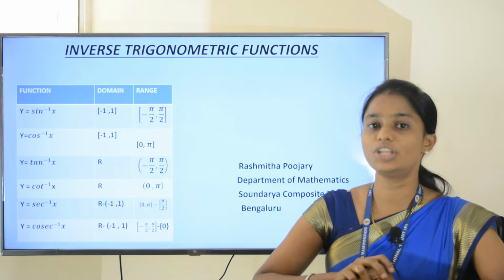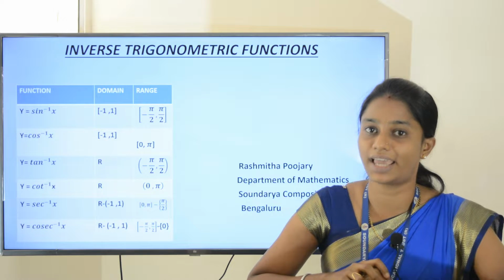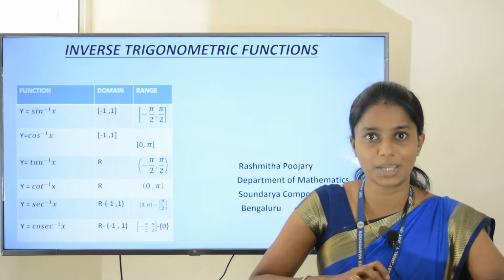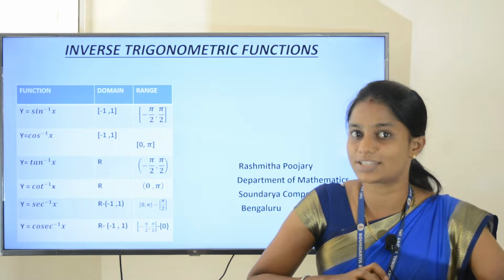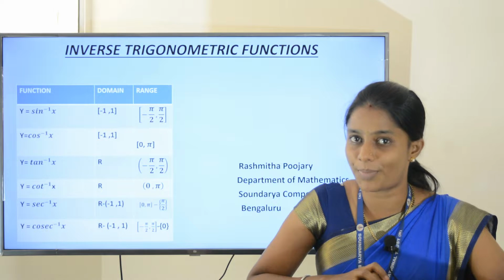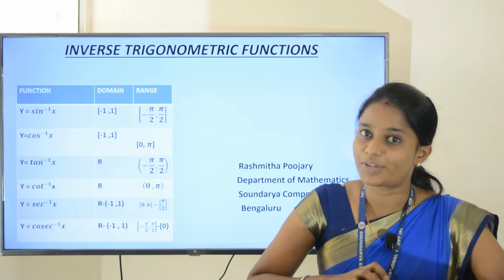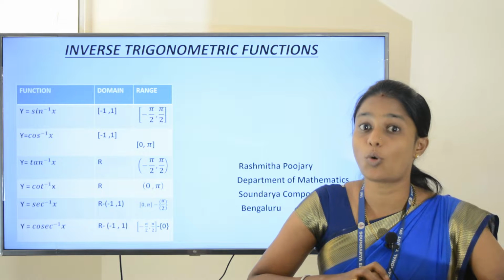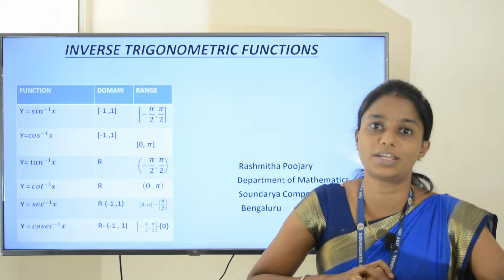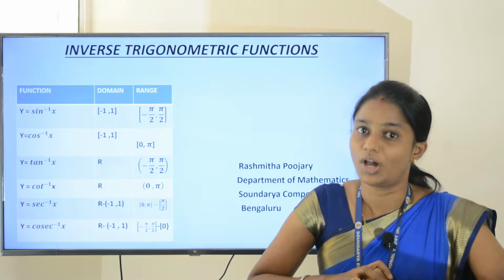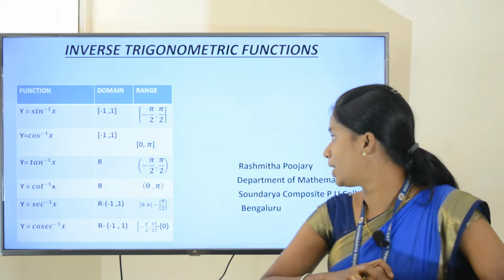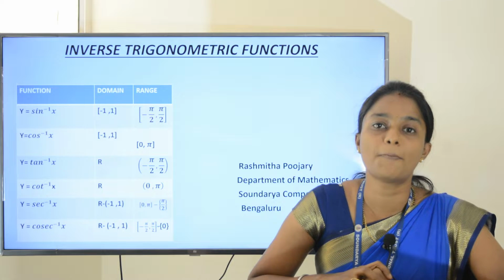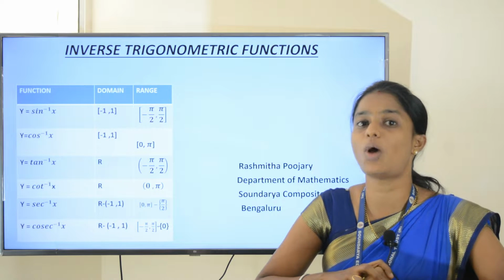Now the range of sine inverse x is closed interval -π/2, π/2. Range of cos inverse x is closed interval 0, π. Range of tan inverse x function is open interval -π/2, π/2. And range of cot inverse x function is open interval 0, π, excluding 0 and π.